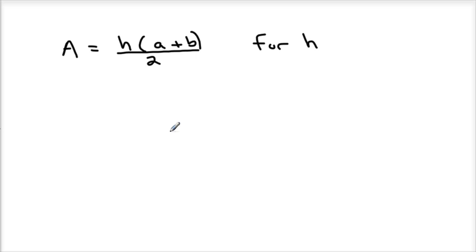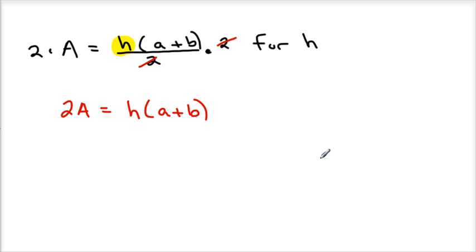And the last one. Actually, there's two more. A equals h times the quantity a plus b divided by 2, and we're solving for h here. What do you think is the first step? Multiply by 2. Yeah, let's get rid of this fraction first. So let's multiply both sides by 2. My 2's will simplify, so now I'm left with 2 times a equals h times the quantity of a plus b. So get rid of your fraction first in this case.